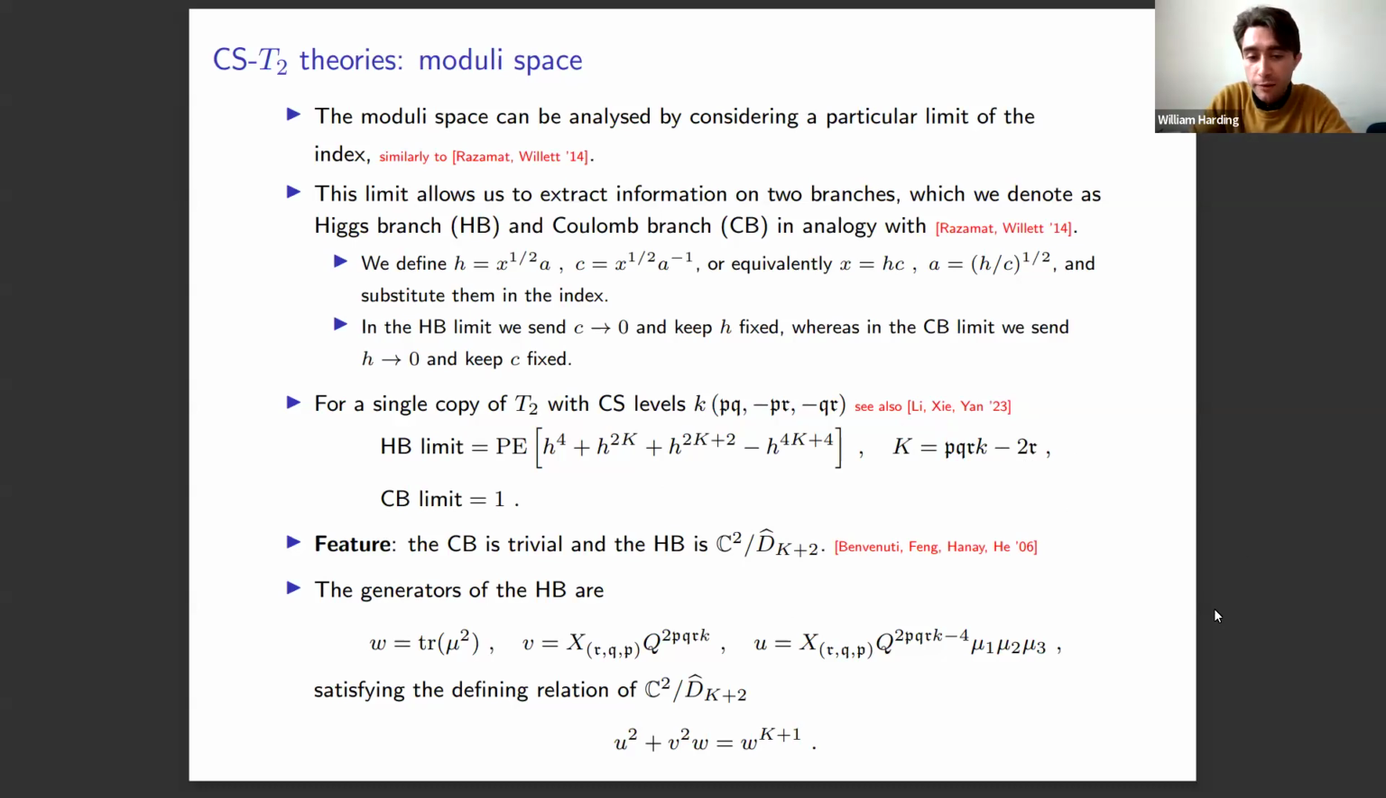Now we can study the generators of the Higgs branch, which I wrote down here. So we have trace of mu squared, then we have a gauge invariant dressed monopole, then we also have this one, which I denoted by U, which is basically a dressed monopole combined with chiral fields of the T2 theory, and then also these moment maps, mu1, mu2, and mu3. And now these generators satisfy the defining relation of C2 mod D_{K+2}, which I wrote down here. Okay.